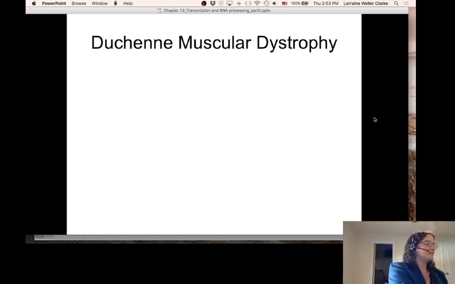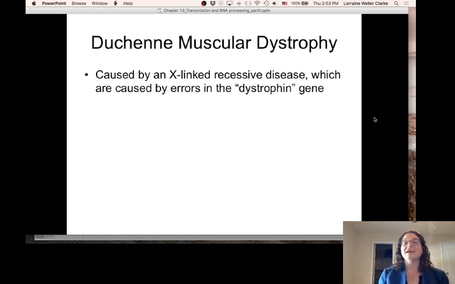But the key here is that muscular dystrophy is caused by an X-linked recessive disease. It's caused by errors in the dystrophin gene. I showed you the dystrophin gene earlier, remember? There are so many different exons and so many different introns as part of it. Errors in the dystrophin gene. Basically, it's built wrong.